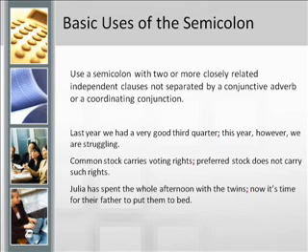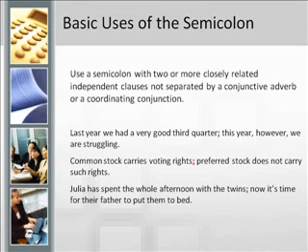I'm going to look at sentences 2 and 3 and come back to sentence 1. In sentence 2, "Common stock carries voting rights; preferred stock does not carry such rights." You can see that there are two independent clauses and there's not a coordinating conjunction there. So what we could have done here is use a comma and the conjunction but: "Common stock carries voting rights, but preferred stock does not carry such rights." But instead, the writer has chosen to use a semicolon in this case.